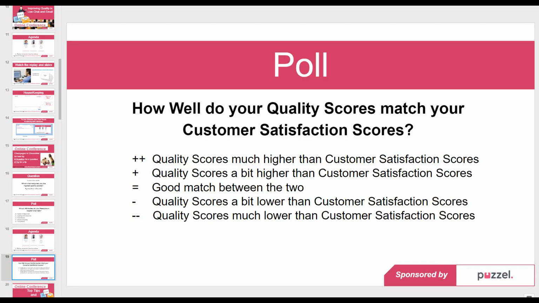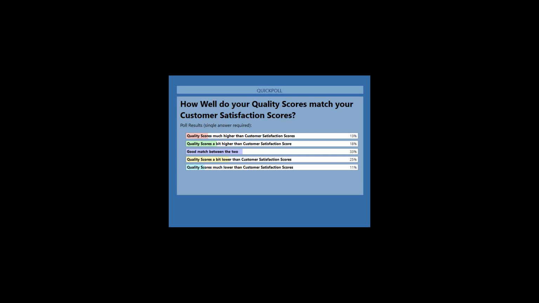Okay, well, let's just share the results with you. The sample size is 200. And indeed, it's quite interesting. Only about a third of the audience say there's a good match between the two. And it seems to be about evenly split between which one is higher and which one is lower.